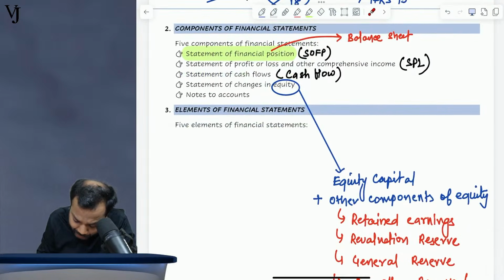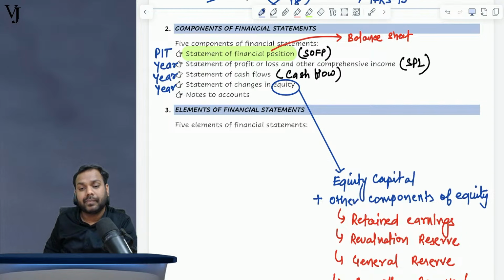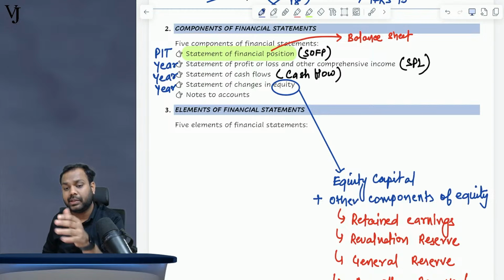SOFP is at a particular point of time. But the statement of P&L is for the full year. Cash flows is for the full year. Statement of change in equity is for the full year. Are you understanding this fact? Come on guys, tell me, are you understanding this point?